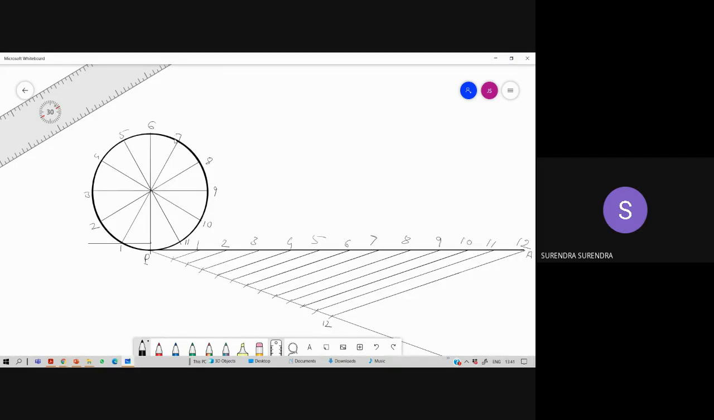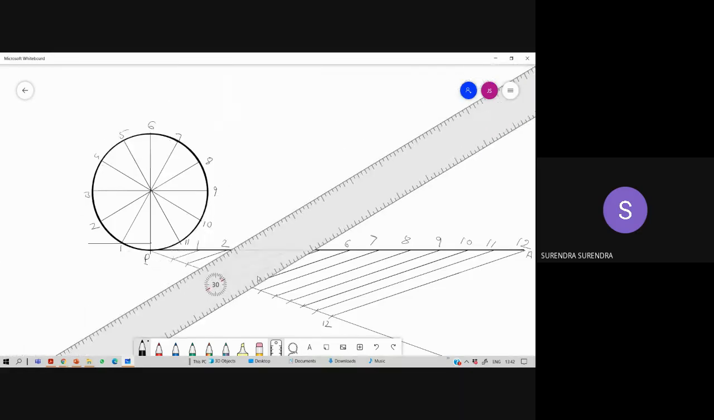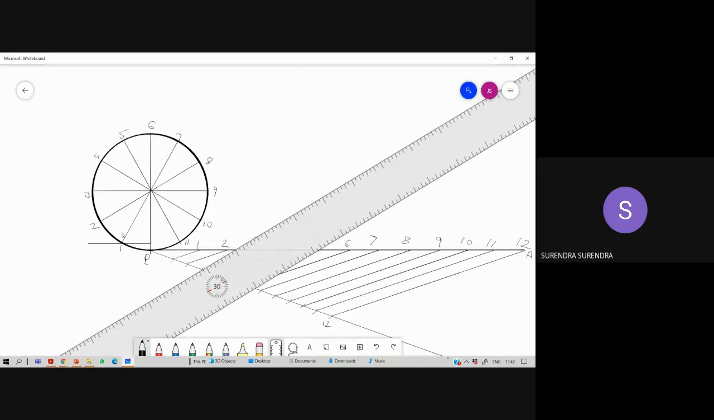Next, after drawing the circle and the straight line, divide both of them into 12 divisions. So till now we completed only one step, drawing the circle and line and dividing them into 12 divisions. The second step is to draw the tangents at each and every point. How to draw a tangent?